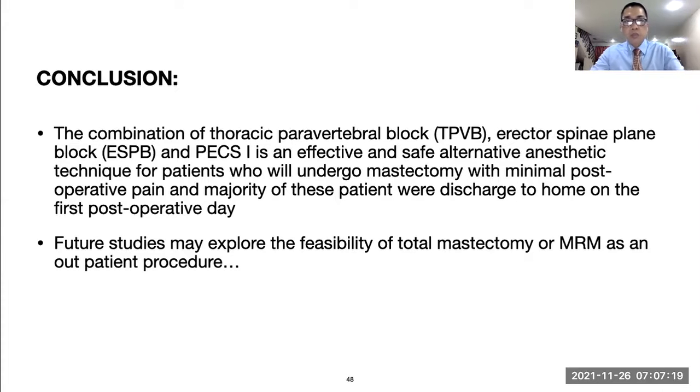Conclusion: the combination of the thoracic paravertebral block, the erector spinae plane block, and the PEX1 is an effective and safe alternative anesthetic technique for patients who will undergo mastectomy with minimal postoperative pain, and the majority of these patients were discharged at home on the first postoperative day, but future studies may explore the feasibility of total mastectomy or MRM as an outpatient procedure.